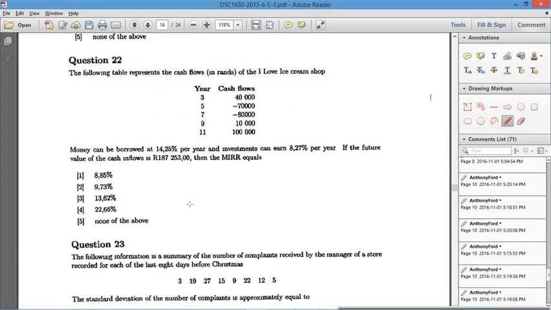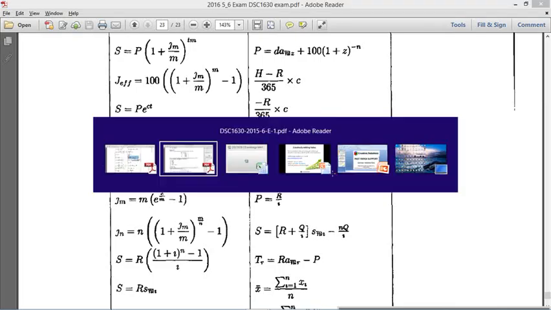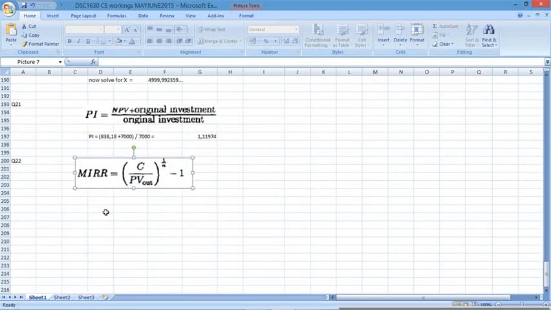Right, what is question 2 looking at? Well, modified IRR, there's the key. Okay, they've given you a system of cash flows there. They said money can be borrowed at 14.25 and investments can earn 8.27. Right, the future value of the inflows. Okay, so I've got the future value of the inflows. Remember, I need this equation, modified IRR. Okay, so there's my equation.